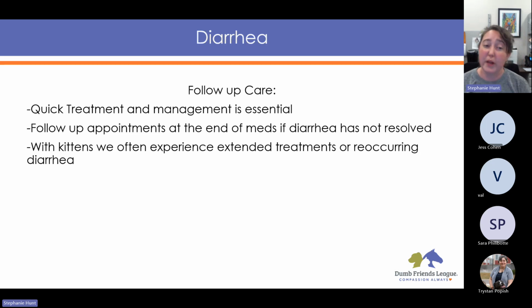With kittens, just as a warning, we do experience situations where there are extended treatments where we have to do a couple weeks of medications. We also have situations where a kitten might have diarrhea at 6 weeks of age, and then it might reoccur and have diarrhea at 9 weeks of age. So we're going to have to repeat that diarrhea SOP. It's not anything specifically that's wrong with the kitten or with you or the care of the kitten, but we do see diarrhea happen and we see it reoccur quite often, especially with kittens.